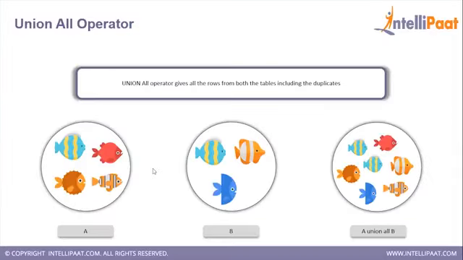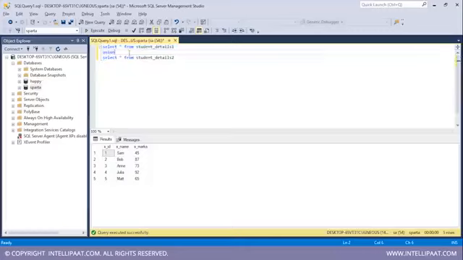Then we have the union all operator. The union all operator gives all the rows from both the tables, including the duplicates as well. So here, since the blue fish is present in both the tables A and B, the final result of A union all B will also have the duplicate value. So now let me just add the all keyword over here. So I am using the union all operator between these two tables. Now I'll hit execute. So we see that we also have the duplicate values. So here, these records where Anne and Julia are present, these are from the first table.